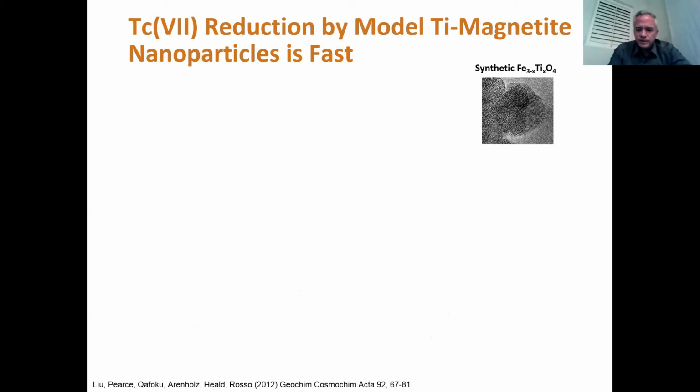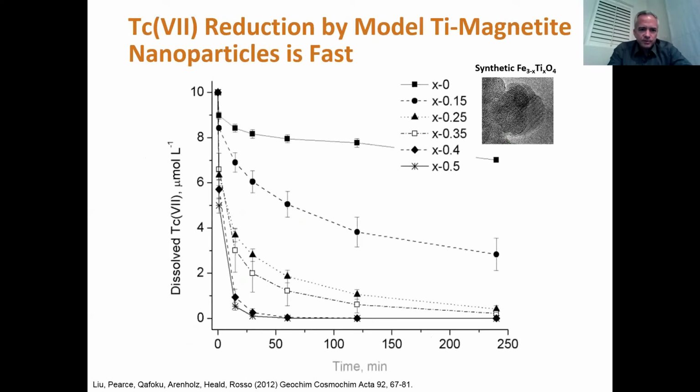So one of the things that we've done quite a bit of work on is to try and develop model systems that we can measure in the laboratory to see if this reaction should really go. So in the upper right are synthetic titanium-doped magnetite nanoparticles that we use for reactivity studies with pertechnetate. And this is just a look at how fast that material will actually react with technetium-7.